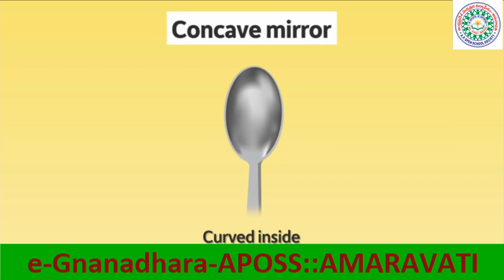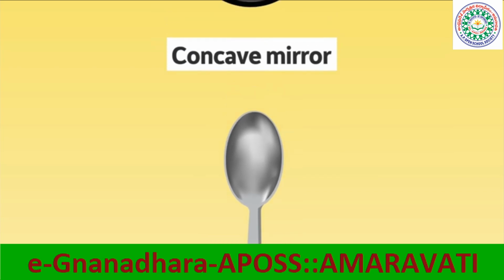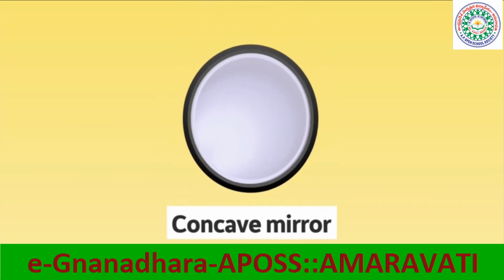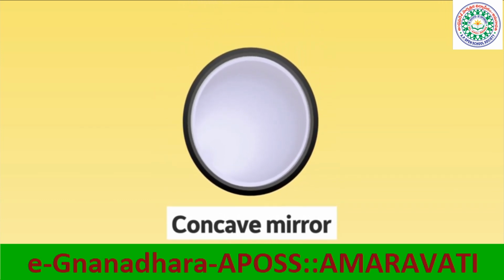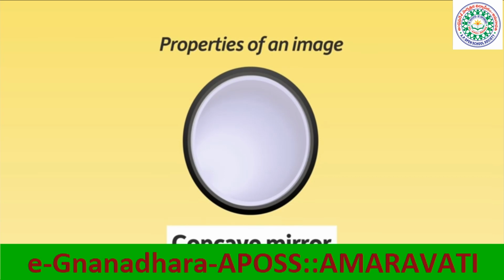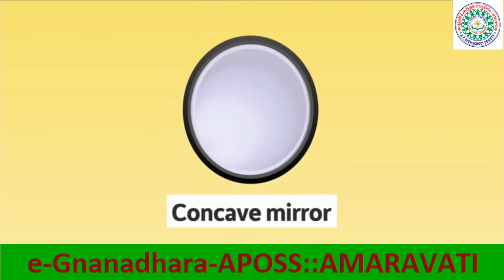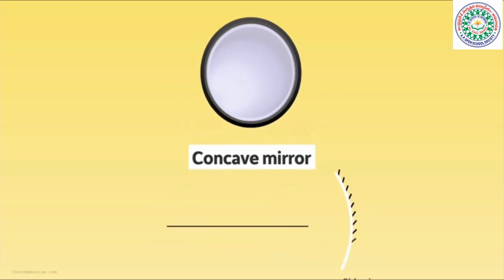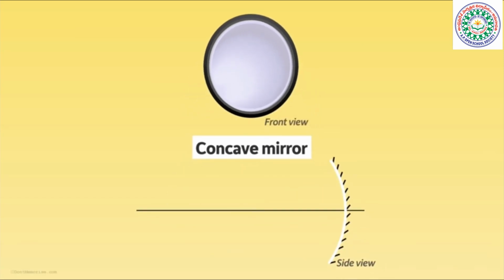I will show you how the image appears, but using an actual concave mirror and not a spoon. So let's try and find out the properties of an image formed by a concave mirror. I will show you two views of the mirror, the front view and the side view. The side view is just to show the different positions where the object is kept, as it's difficult to do that in the front view.